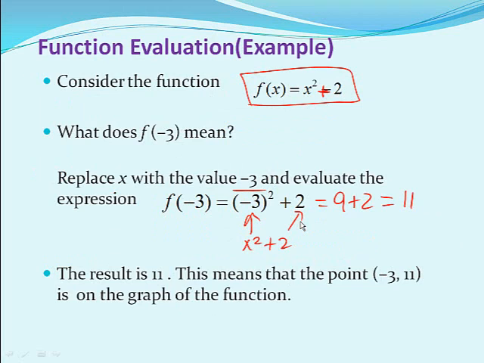Consider the function f of x equal to x squared plus 2. What does f of negative 3 mean? We need to replace x with the value negative 3 and evaluate the expression: f of negative 3 equals negative 3 squared plus 2, equal to 11. So that means the point (negative 3, 11) is on the graph of the function.